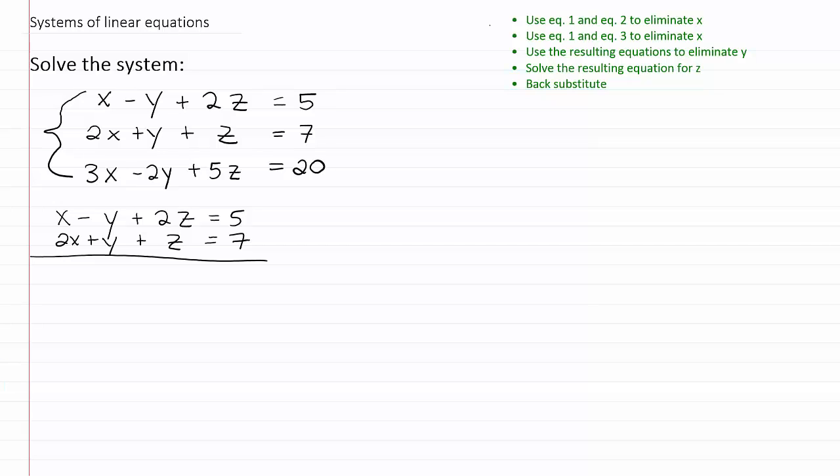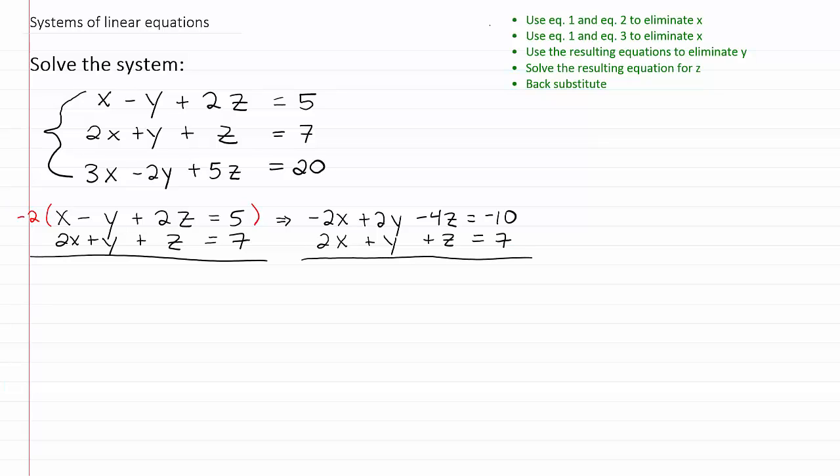Well, if I multiplied the first equation by -2, right? That should give me over here -2x plus 2y minus 4z is equal to -10. If I add that to 2x plus y plus z equals 7, I will have a new equation that does not have x in it. So my x's cancel out. I end up with 3y minus 3z is equal to -3.